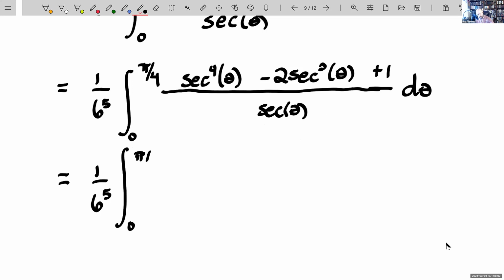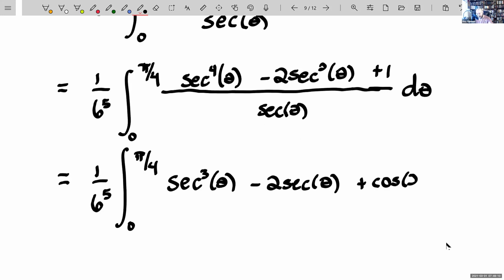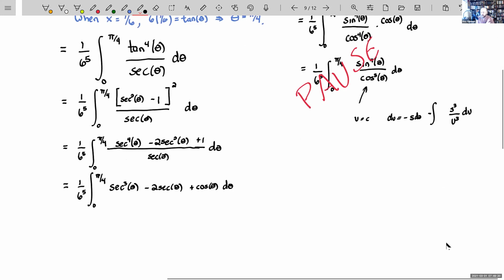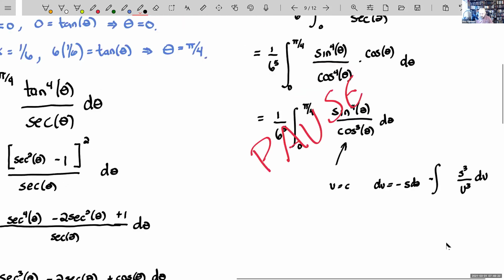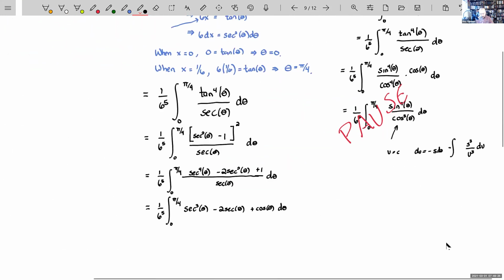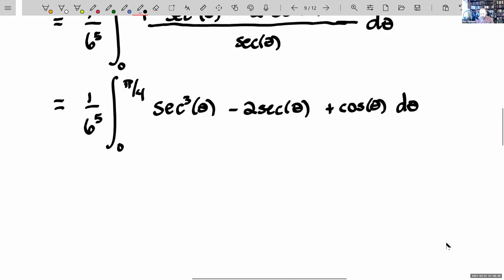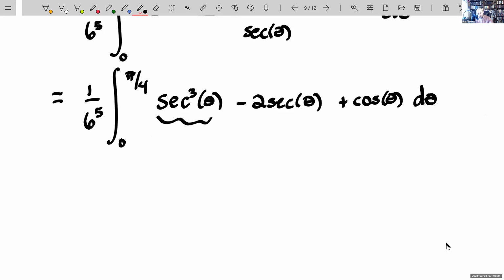0 to pi over 4. We have a secant cubed minus 2 secant plus 1 over secant, which is the cosine. Now, each of those you can actually integrate. So notice what happened here. I paused on something that should have been simple, sines and cosines, right? And then I traded out my work for something that looks terrible, but actually, when it comes down to it, each of these little sub-integrals here we can do.